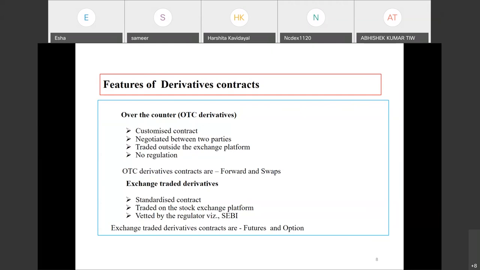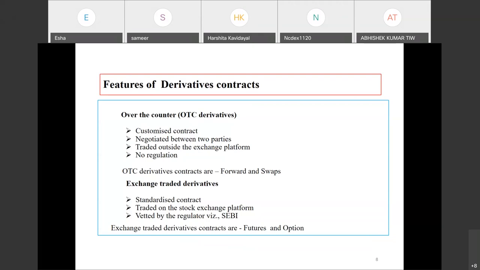Now take an example. Suppose there are a buyer and a seller, X and Y. X is a farmer and Y is a processor. Suppose the farmer is producing wheat, and he has a flour mill. He purchases wheat from the farmer for use in different products. Now they come into a contract: the farmer says to the processor, I will supply you wheat after 3 months, once I get the crop, at rupees, suppose, 1,000. The processor agrees, so they have come into a negotiated contract between these two.